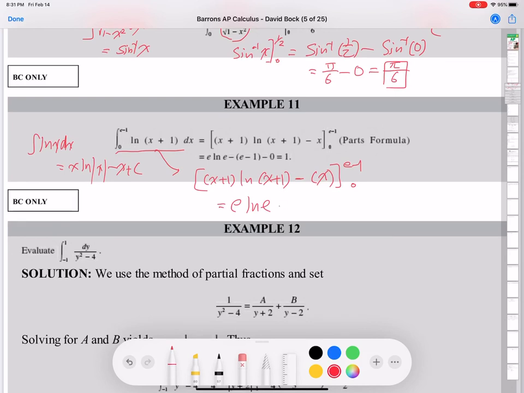And then minus e minus 1, minus plug in the bottom number 0. 1 times ln 1 minus 0. ln 1 is 0, right? ln e is 1. So what is left? Just e minus e and then plus 1 is left. E minus e is 0. Only 1 is left. That's the final answer. The final answer is just 1.